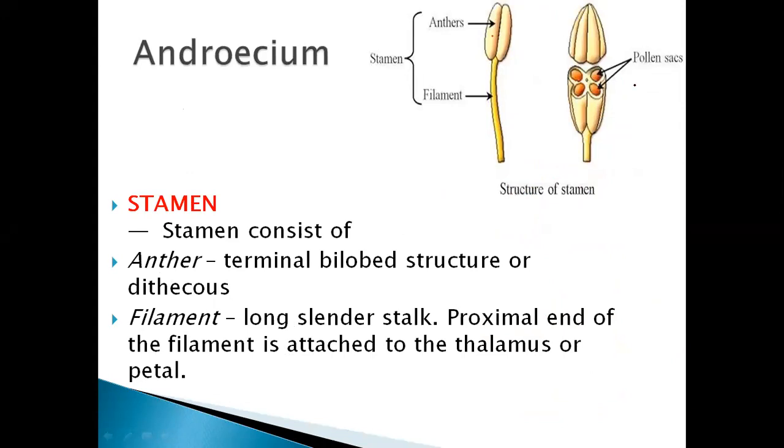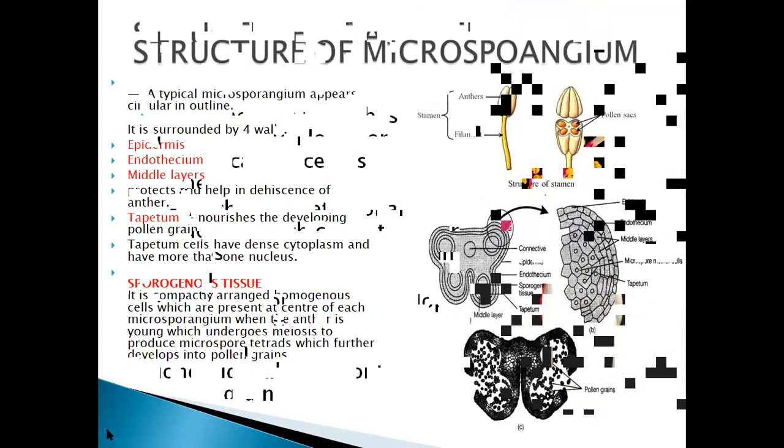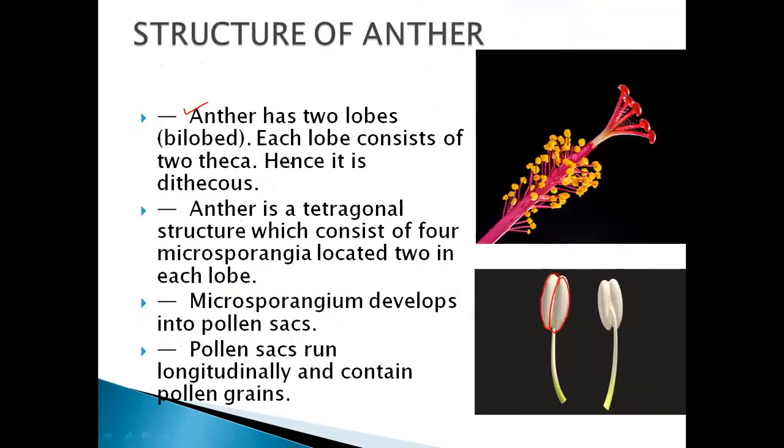And if we take the transverse section, you see the four sacs over there. It is bilobed and it has how many sacs? Four sacs. Two in one lobe, two in the other lobe. So this is about the anther, and it is very important, students. The structure of the anther can be asked. It is important.